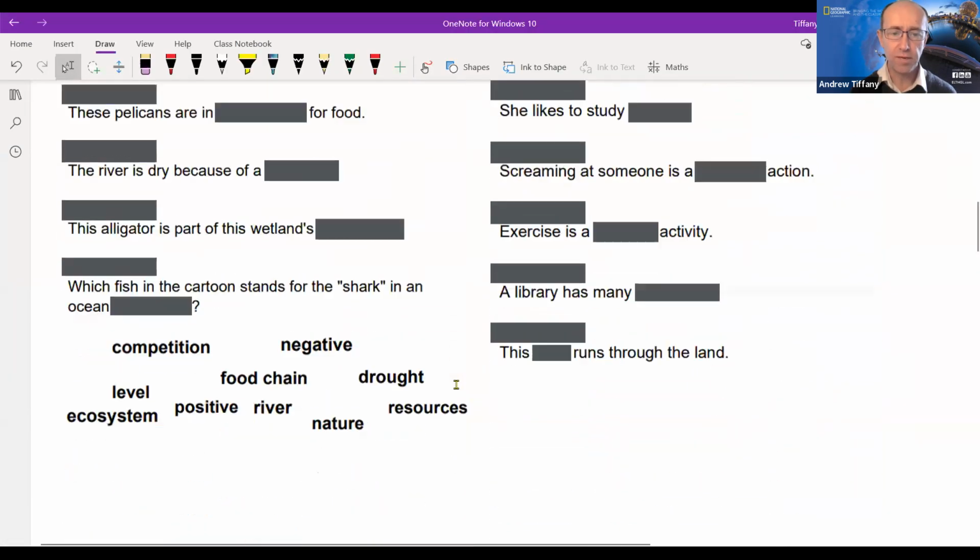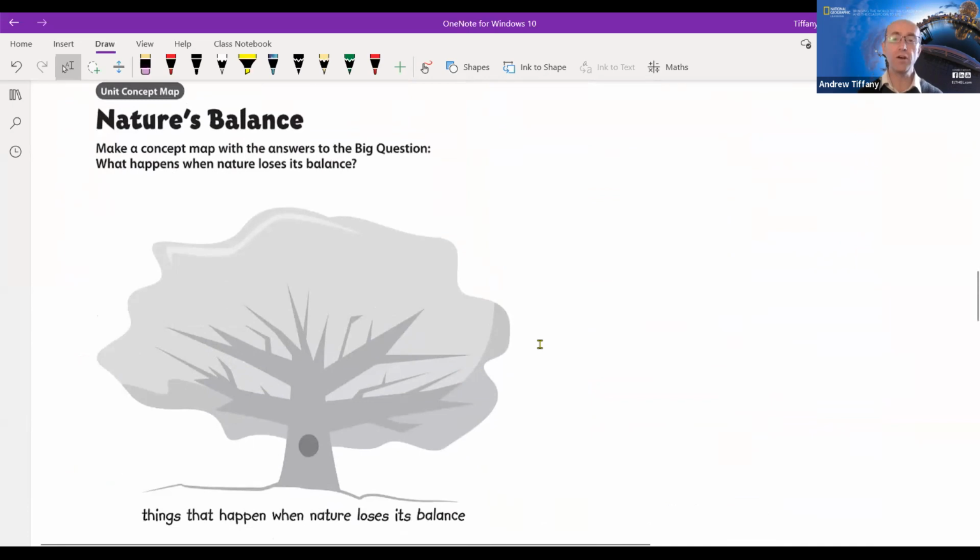I've got it set up here. We're going to look at the concept map. But I think before we do the concept map, we need to learn a little bit more vocabulary, okay? So I'm going to jump back up.